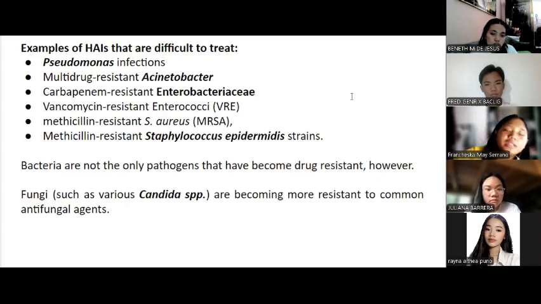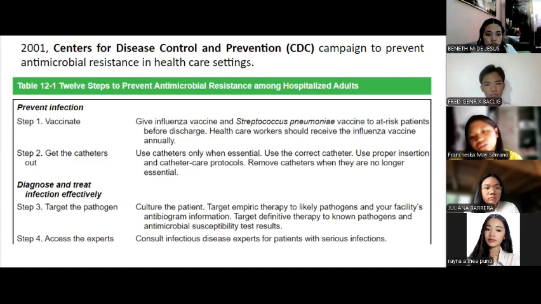So, bacteria are not the only pathogen that have drug resistance. And recently, fungi such as Candida are becoming more resistant to common antifungal agents. So, during 2001, CDC or Centers for Disease Control and Prevention campaigned a 12-step to prevent antimicrobial resistance among hospitalized adults. The first one is prevent infection: vaccinate and get the catheters out.